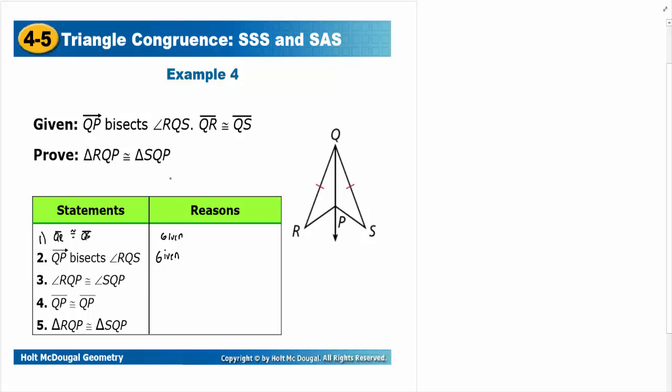I'm going to use what I know to fill in the rest here. I'm just trying to find a good color right now. So I know that because QP bisects angle RQS, these angles are congruent, because of the bisector definition. So I'm going to say definition of bisector for my next step. And then next up, I know that QP is congruent to QP. I know that because of the reflexive property of congruence.